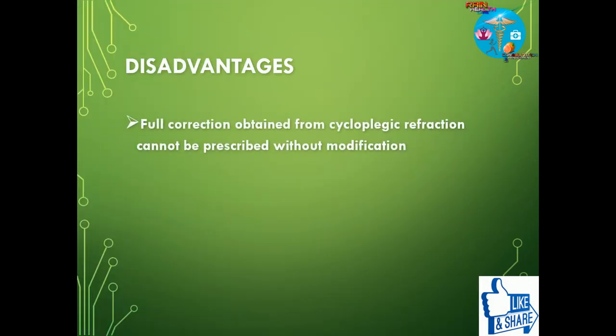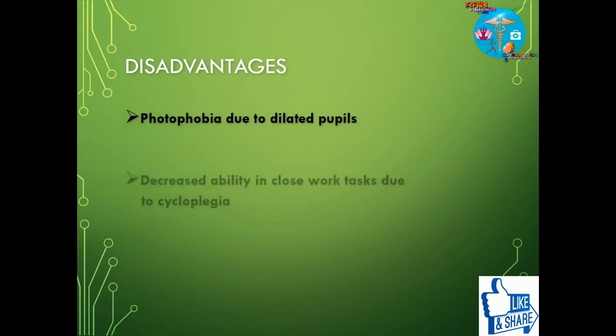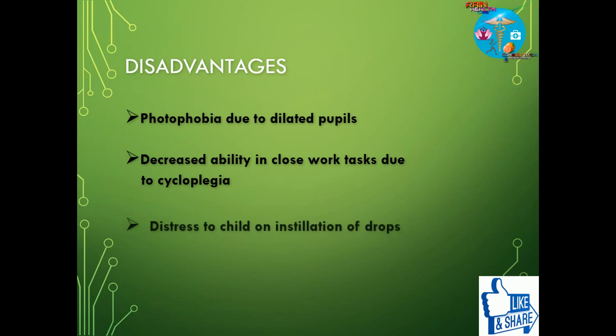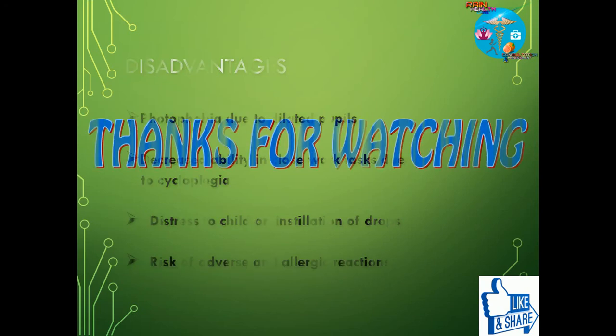Disadvantages: the full correction obtained from cycloplegic refraction cannot be prescribed without modification. Patient inconvenience. Also, photophobia due to dilated pupils, decreased ability in close work tasks due to cycloplegia, distress to the child on instillation of the drops, and risk of adverse and allergic reactions.